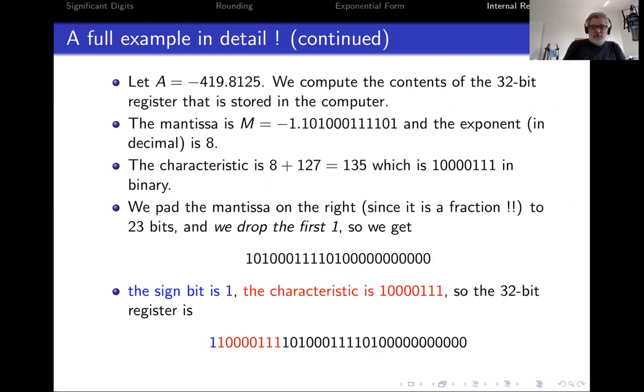That's all, okay? The number is negative, so that first bit is 1, and the exponent plus 127, the characteristic we computed earlier, is 10000111. So the register, the 32-bit register, is exactly what you see at the bottom of the slide here. I put the sign bit in blue, the characteristic in red, and the mantissa is in black. Again, it's not quite the mantissa, there's the 1 point, etc. So that's the fractional part of the mantissa, I should say. Okay, so these are the bits for that number.